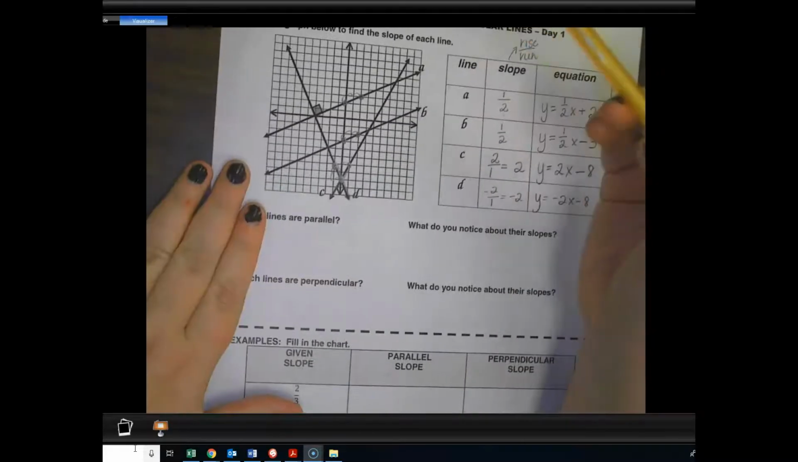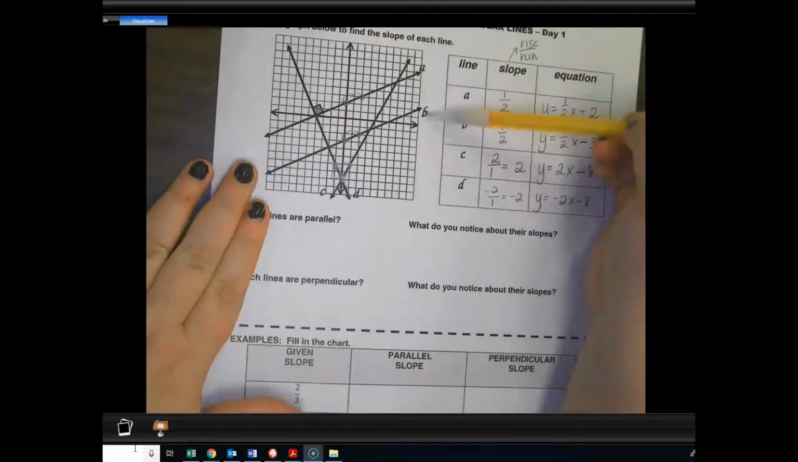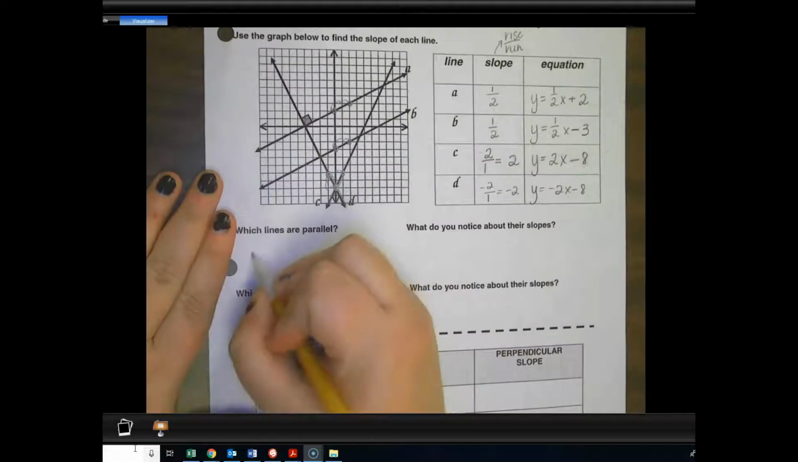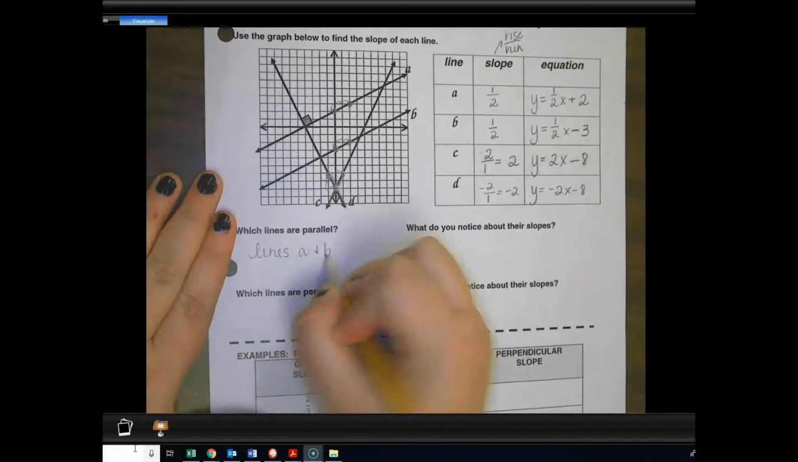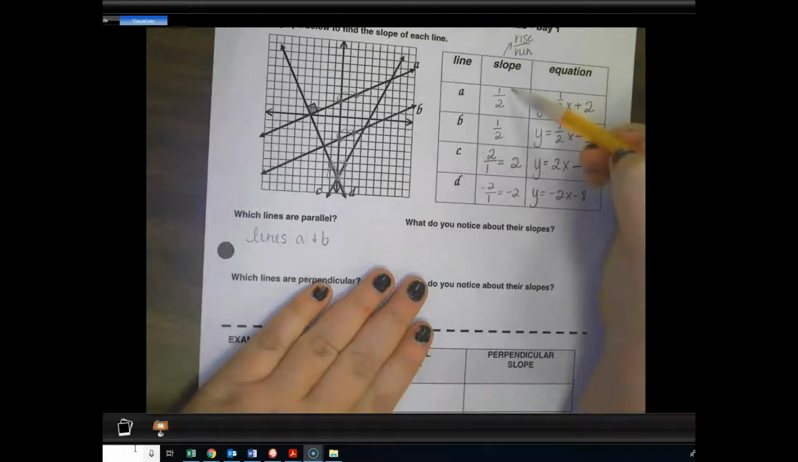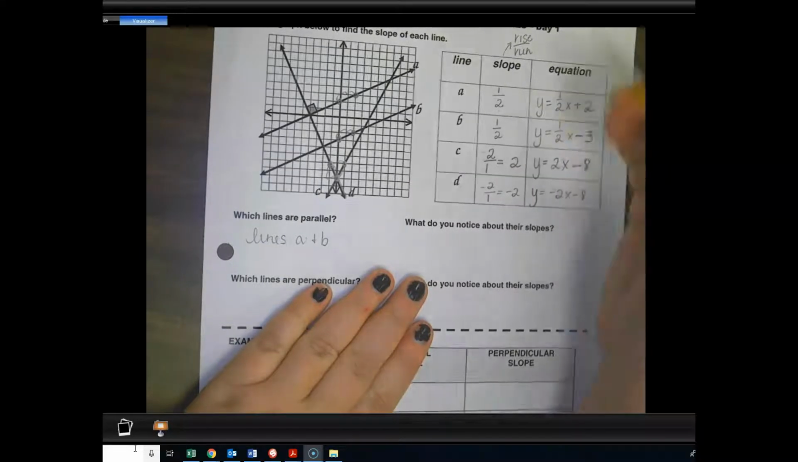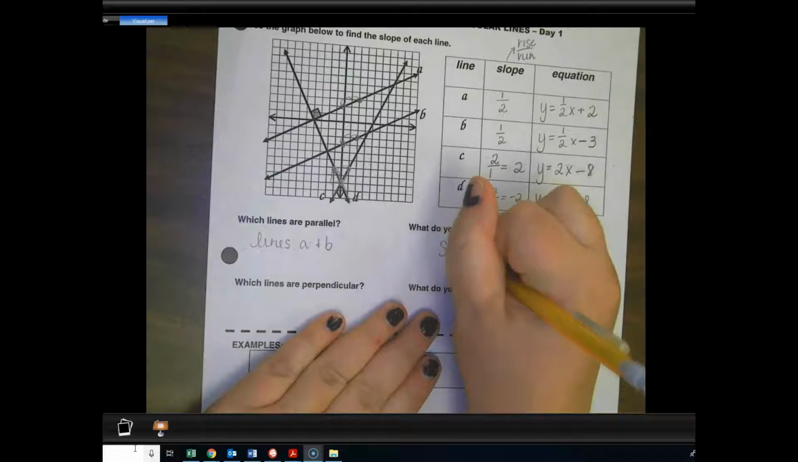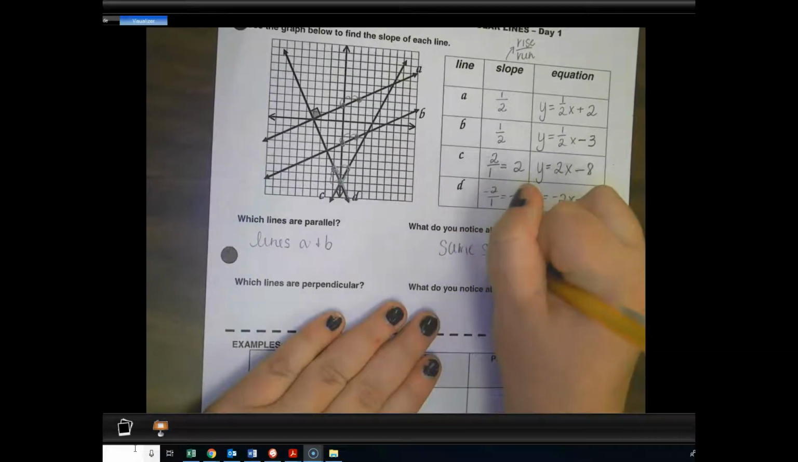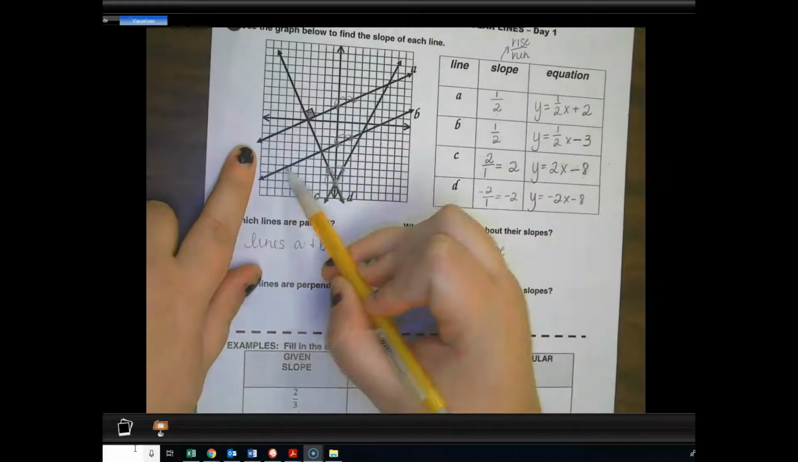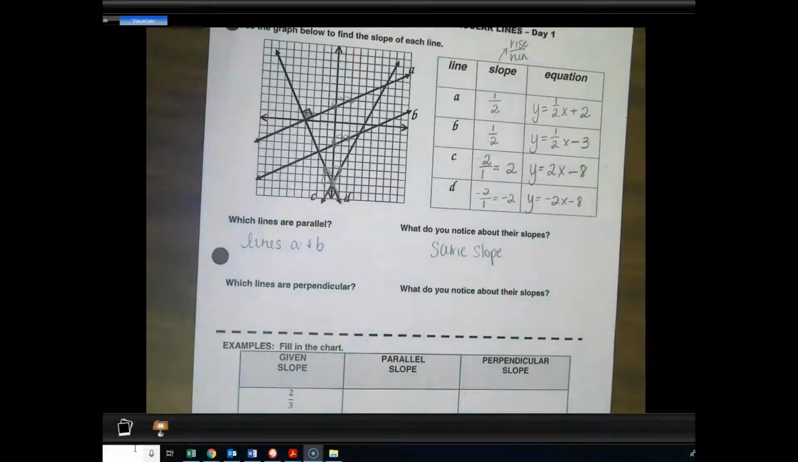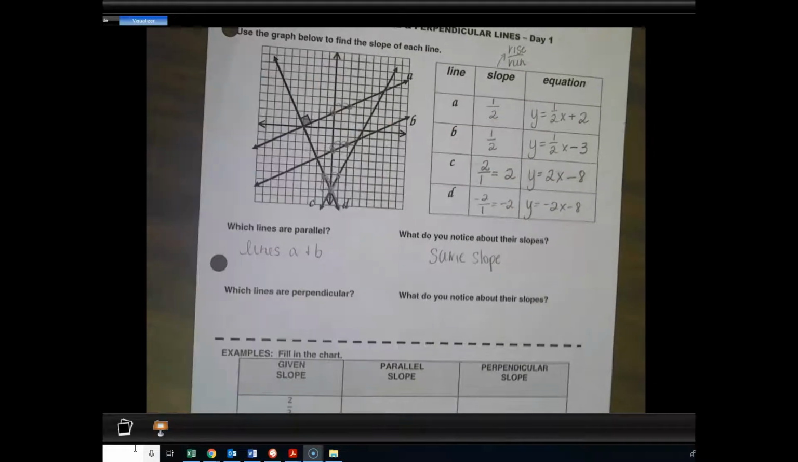What lines are parallel? We can see that A and B are parallel, so lines A and B. What do we notice about their slopes? We can see that A and B have the same slope. Now I want you to think about that. In order for these 2 lines to be parallel and never cross, they have to be going up at the same angle. We have to have the same steepness so that they'll never cross. And so it makes sense that they have the same slope.